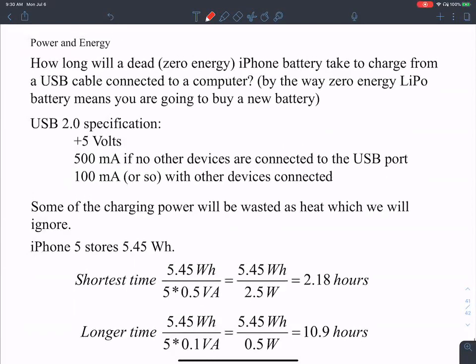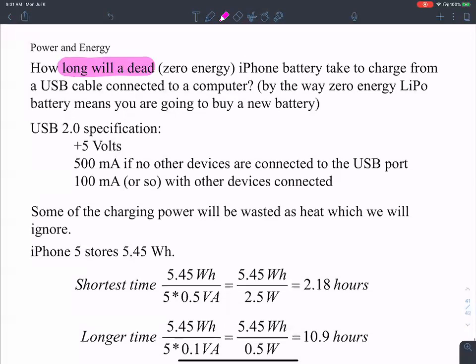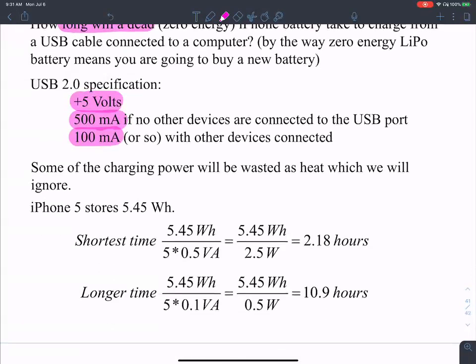So the problem is, how long will it take to completely charge a battery from zero charge? That rarely happens. Batteries are rarely fully discharged. But let's assume, for the sake of the problem, that we are trying to charge a battery from 0 volts, using 5 volts as the input voltage, and it can be connected in 2 different configurations. The iPhone battery can be charged using 500 milliamperes or 100 milliamperes. How long does it take in each of these cases?